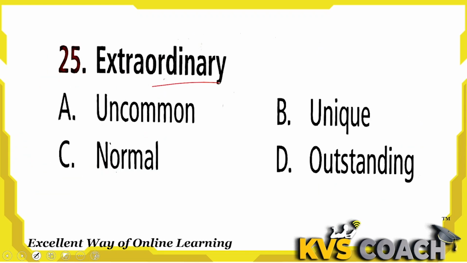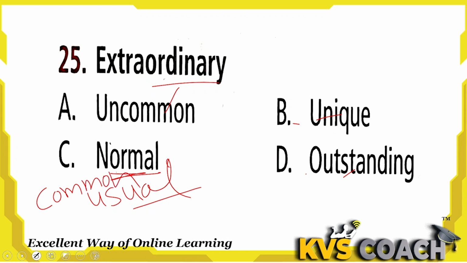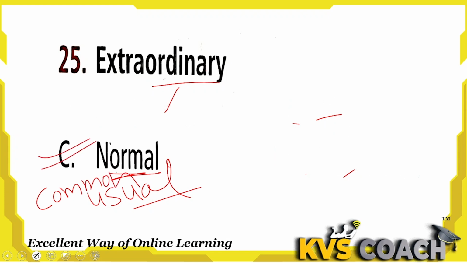Next is extraordinary. What is the meaning of extraordinary? Uncommon is extraordinary. A unique person, you can say, is extraordinary. And outstanding is also extraordinary. So uncommon is called extraordinary. All these A, B and D are synonyms of extraordinary. But C, normal. Normal is called usual, U-S-U-A-L. Usual is normal. Uncommon, or that is called common. So normal is the opposite of extraordinary. Option C is the right answer here.